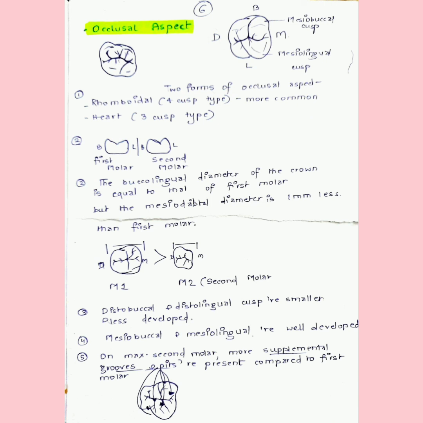The distobuccal and distolingual cusps are less developed or less prominent, and on the maxillary second molar, you can see more supplemental grooves and pits as compared to the first molar.